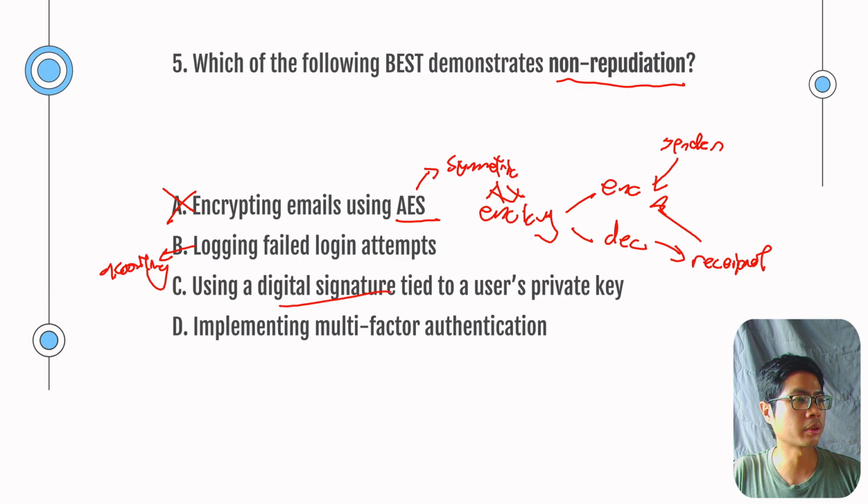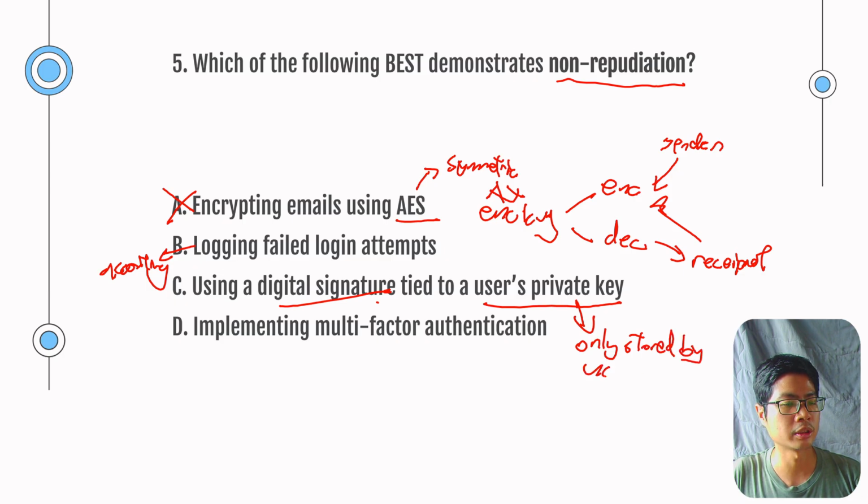Okay, finally we look at digital signatures and the user's private key again. As mentioned earlier, in digital signatures, there are two keys, the private and the public. And the private key is only stored by the user and is kept a secret. So if no one else has access to the private key, the user cannot blame anyone else for having encrypted it or signed that particular document. In this case, again, it's C.